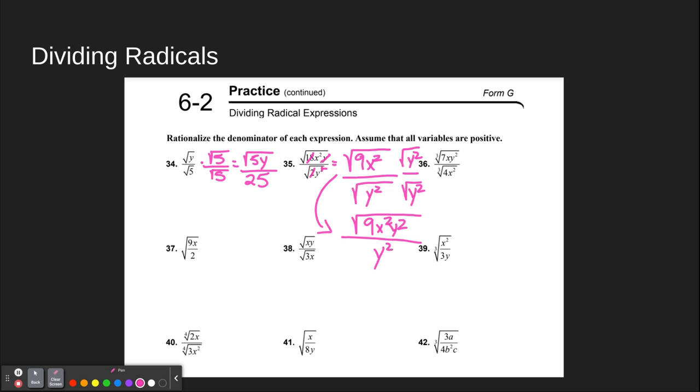Oh, we can simplify the top. The square root of 9 is 3. The square root of x squared is x. The square root of y squared is y. So we have 3xy over y squared. Oh, I can go one further. This and that cancel. So we can just call it 3x over y. No radicals in the denominator. We have rationalized it.